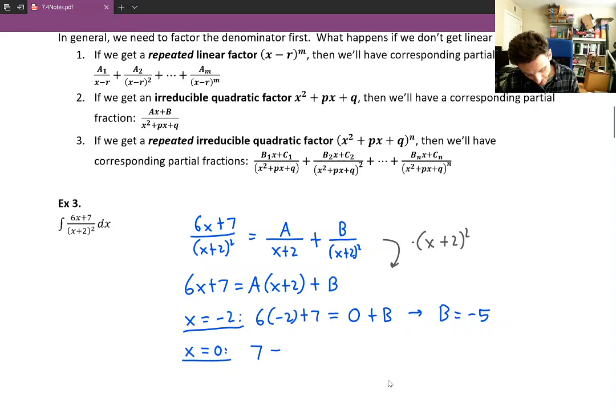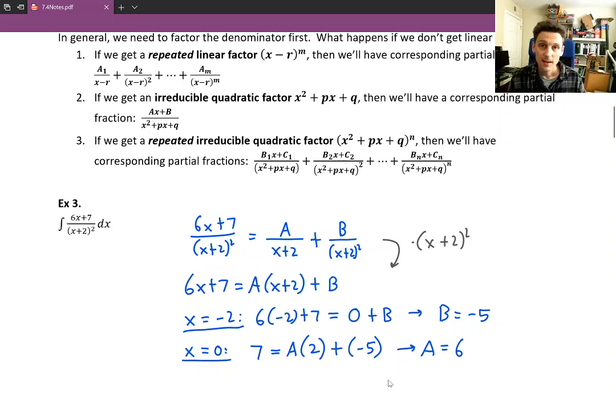And then on the right side, we've got, well, a times 0 plus 2, so that's going to be 2. And then the b value, we already know. We just figured out b is equal to -5. So solving this for a, we get a equals 6. There we go.